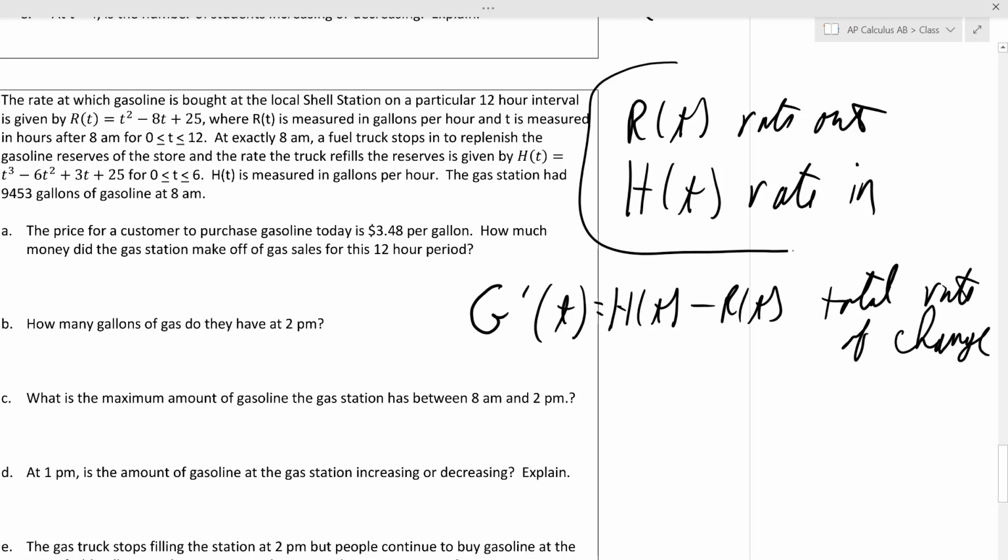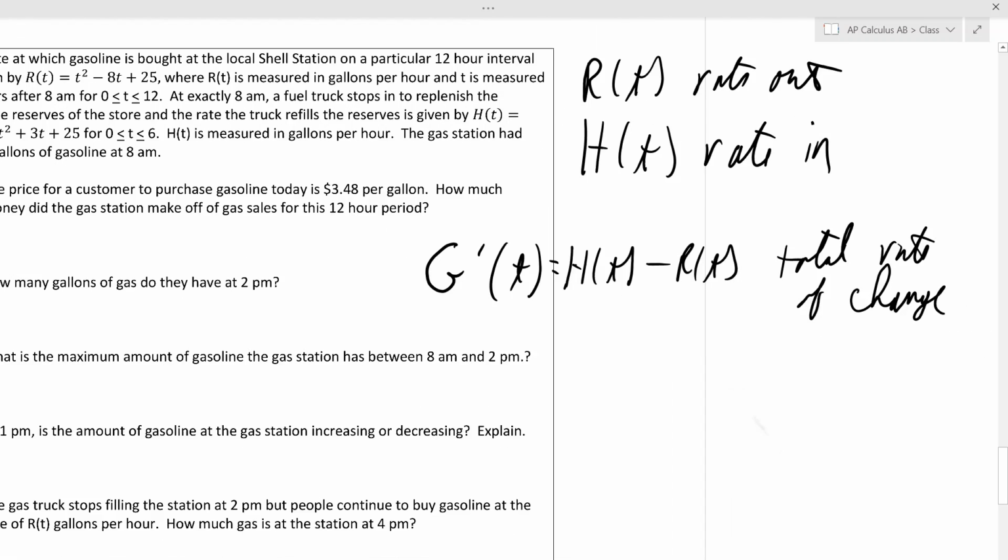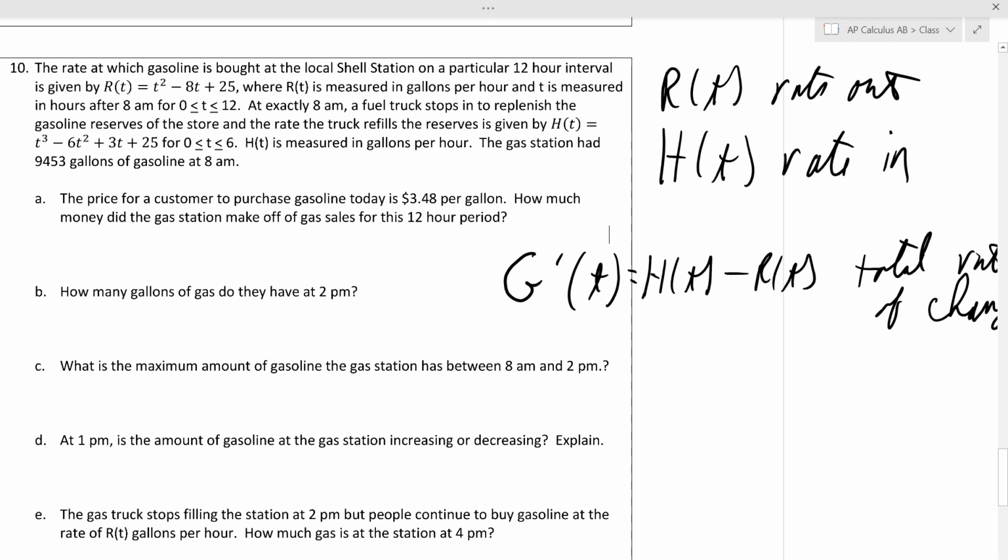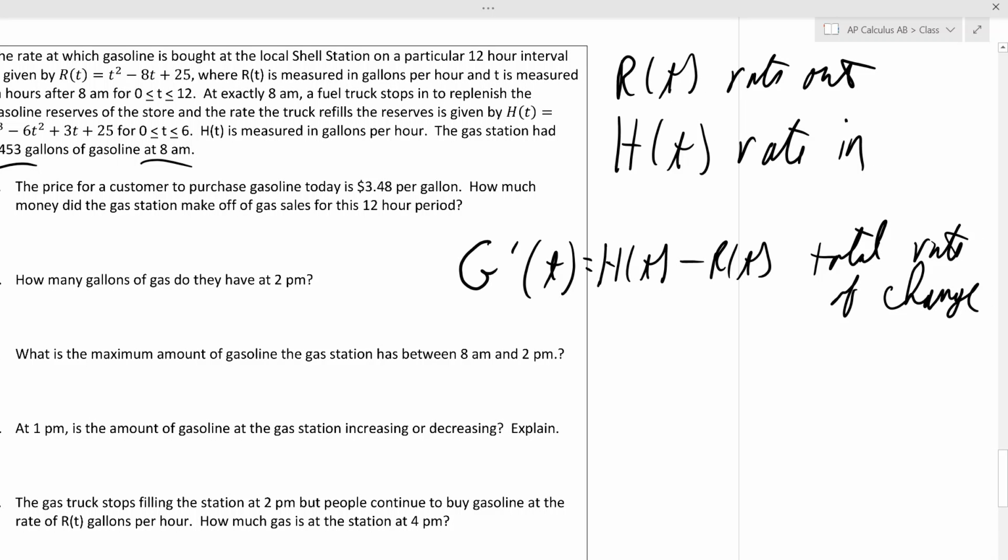These other things can tell us stuff, but they're not the derivative of the amount of gas because it's just the rate out and the rate in separate. Cool? And we know the gas station has 9,453 gallons at 8, which is our 0 point. Okay? Also to pay attention to, the truck is only refilling for the first 6 hours. Okay? So that's until 2 p.m. So that's going to matter because then our derivative is going to change.